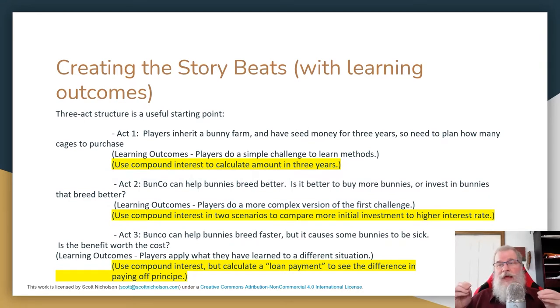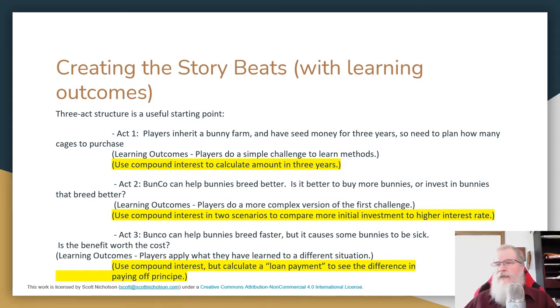In Act 2, we now have an interesting choice. We know that with X number of bunnies at this breeding rate, we would have this many bunnies. But let's say I had more money. Would it be better for me to buy twice as many bunnies? Or would it be better for me to buy more expensive bunnies that will breed twice as effectively? Which is going to be better and by how much? So that's going to have the player take compound interest and apply it again, and then do some comparisons and do a simulation to see which is going to be better.